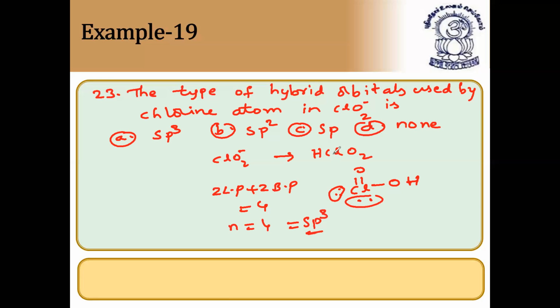Why have I taken HClO2? Because ClO2 minus is similar to HClO2, just that the minus charge goes because H plus goes off. I hope it is clear. So the answer is A, that is sp3 hybridization. Next question.